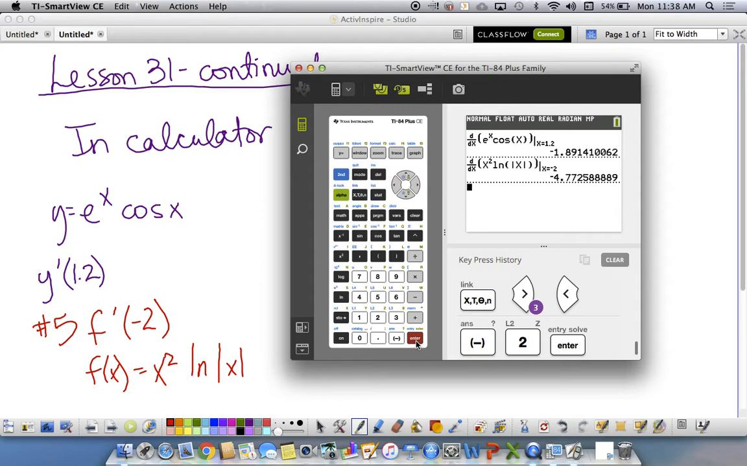I did think, what if I just didn't plug in the negative? What if it was just a 2? Because negative 2 squared is going to be the same as 2 squared. But if you remember the rule about the product rule, when we take the derivative of that x, it won't be squared. So you should get a negative 4.77 for your number 5. Just a little shortcut of something you can do on your calculator.